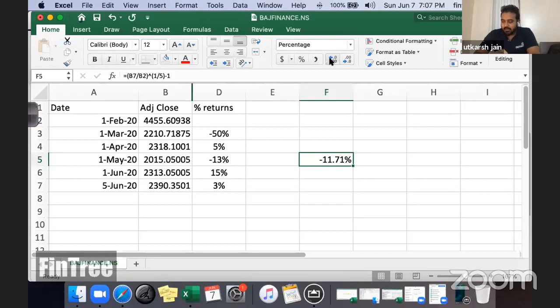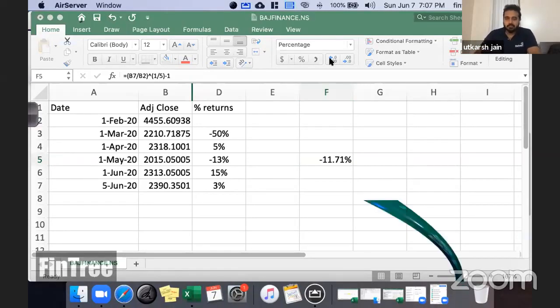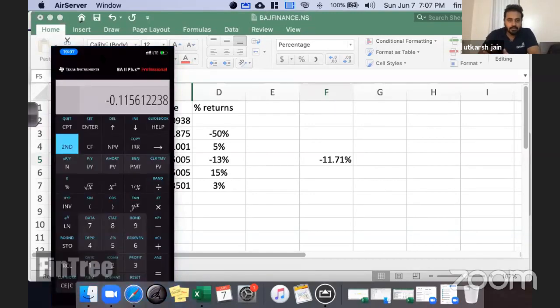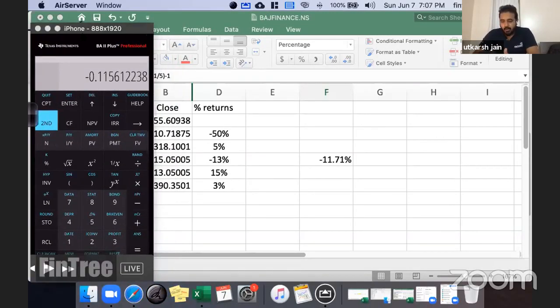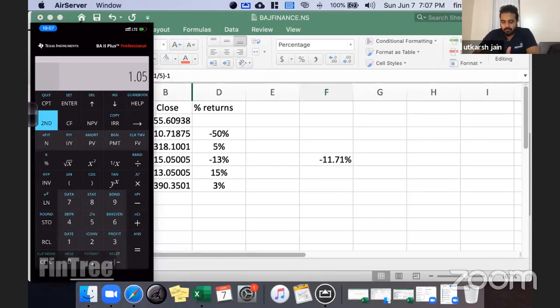How to do it on the calculator? Let me quickly show once on the calculator how I did that. This time I will do it fast. 0.5 multiplied with 1.05 multiplied with 0.87 multiplied with 1.15 multiplied with 1.03, and now I have to take the raised to. So raised to bracket open 1 divided by 5 bracket close. These are the bracket open and bracket close buttons. Then equal to, and then minus 1 is equal to. So you get the same.